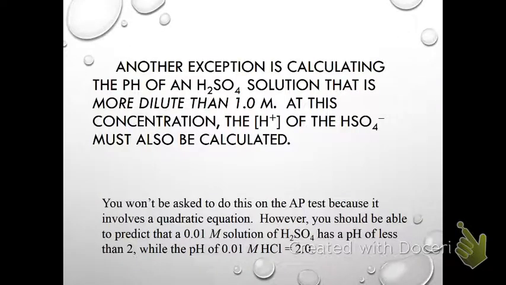The exception to that would be when we're doing the pH of H2SO4, sulfuric acid, because it has 2 hydrogens, right? And it dissociates in 2 steps. So if it's more dilute than 1 molar, we're going to have to do the first one as a strong acid and the second one as a weak acid, which we're not going to do till tomorrow. It says it won't be involved on the AP exam probably because you have to do a quadratic equation, but we're doing it anyway.